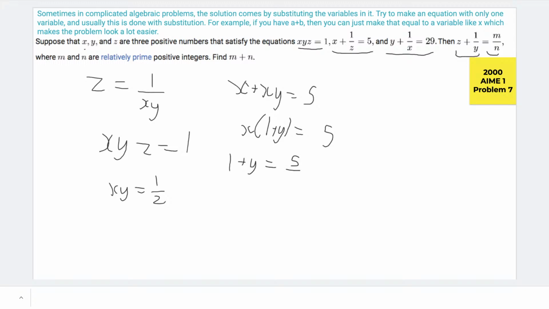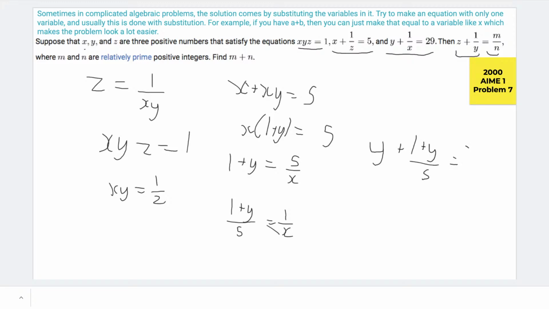Now you divide both sides by 5 to get rid of this 5 here, and you get (1 plus y) over 5 equals 1 over x. And we got 1 over x here. Now if we substitute this in there, we can get the y term. Let's do that now: y plus (1 plus y) over 5 equals 29.